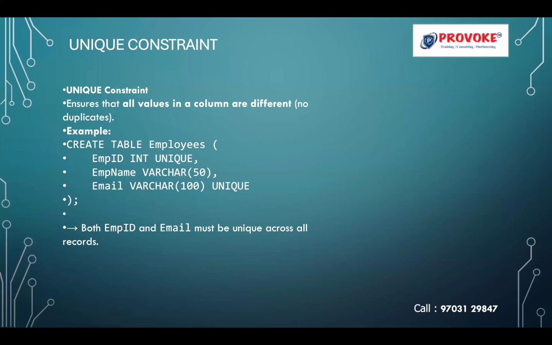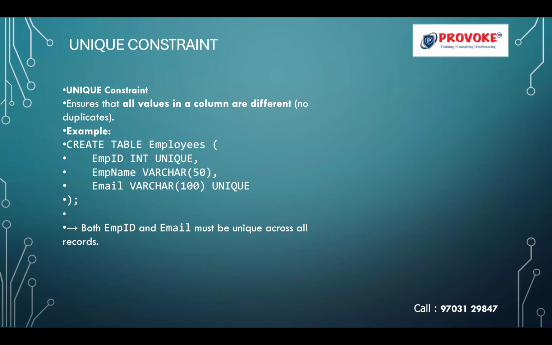Create table employees. In this, you are going to have 3 columns. Employee ID, for this I'm going to give a unique constraint. Employee name is a varchar, a string data type which takes 50 characters, and email is 100. Employee ID and email are unique constraints, so that they should not have duplication and the same record should not be repeated. I'm taking care of that in these two columns, employee ID and email, in this employee table.